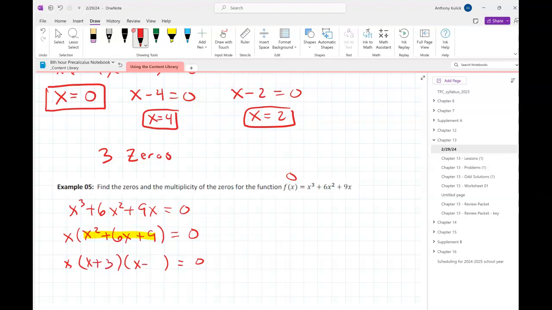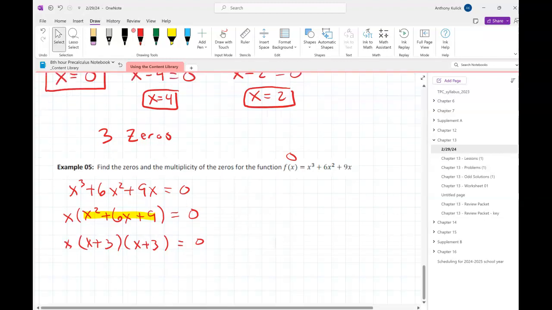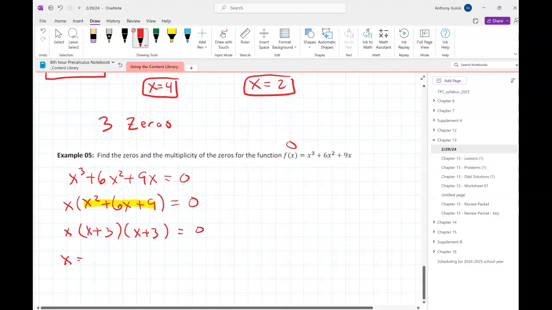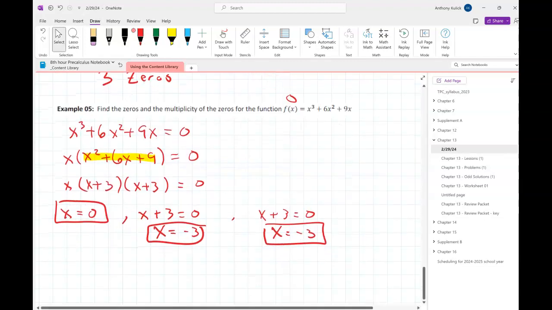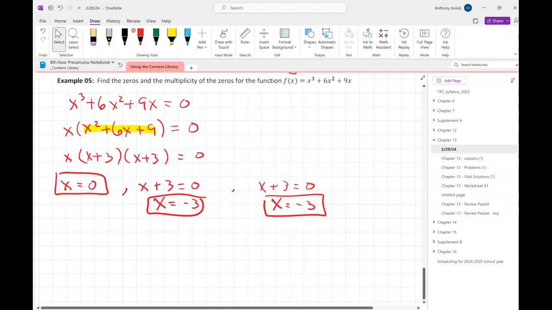Yep, good. Now, does a quadratic always have to be factorable? No. This one was. We'll apply the zero product property. So we get x equals 0, x equals negative 3, and x equals negative 3. How many zeros did we get? Look carefully. 2.